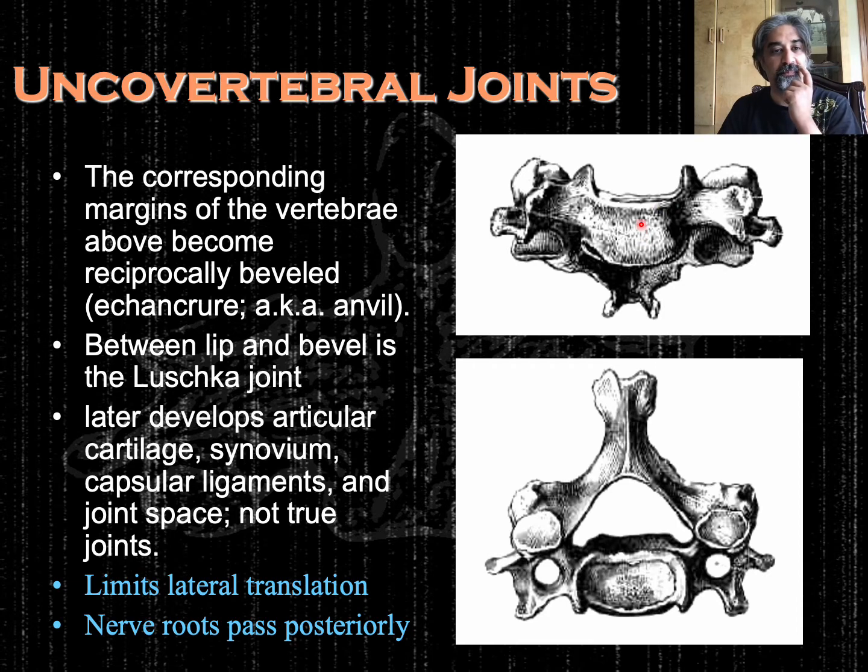So this later can develop articular cartilage and synovium, capsular ligaments, and a joint space, although for your boards, it's not a true joint. It may limit lateral translation, and nerve roots pass posterior to it, which is why you can get radiculopathy by nerve roots being compressed by uncovertebral hypertrophy.